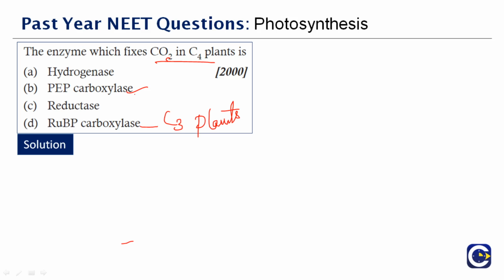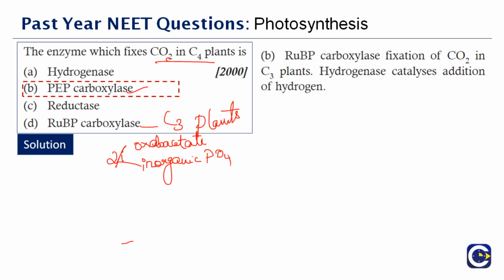Any other information that you need to know about PEP carboxylase? What is the full form of PEP? See, PEP carboxylase is an enzyme. What does a PEP carboxylase do? PEP stands for phosphoenol pyruvate, and this enzyme will catalyze the fixation of carbon dioxide with phosphoenol pyruvate to produce oxaloacetate and inorganic phosphate. Okay, so what are the 2 products it produces? One will be oxaloacetate. And the other product is inorganic phosphate. Always remember this. Therefore, the correct answer to this question is option B, PEP carboxylase.